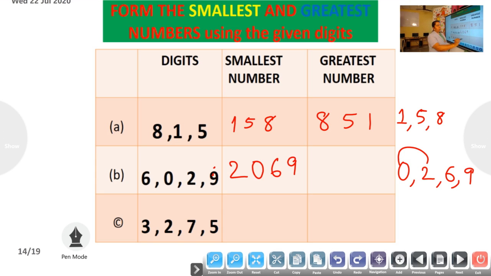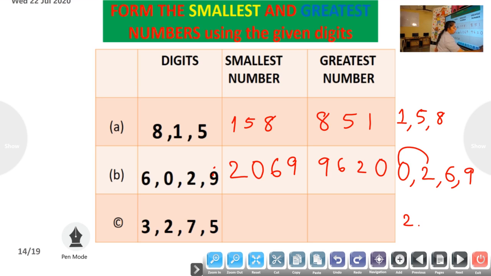So for the greatest number, you have to start from the last in ascending order. 9 is the largest. Then the next smaller is 6. Next smaller is 2. Next smaller is 0. So what is the next number? What is the first step?